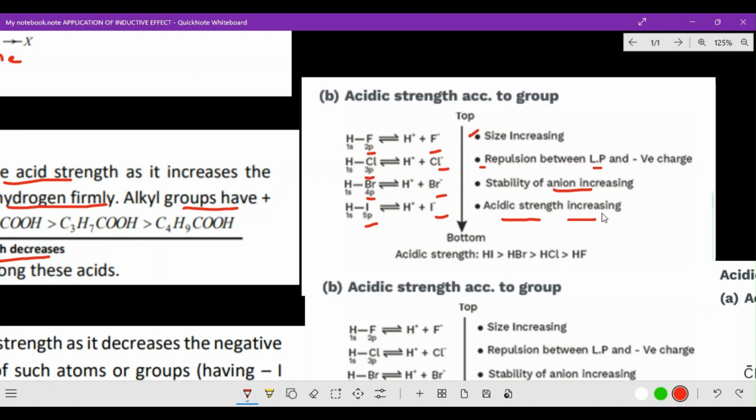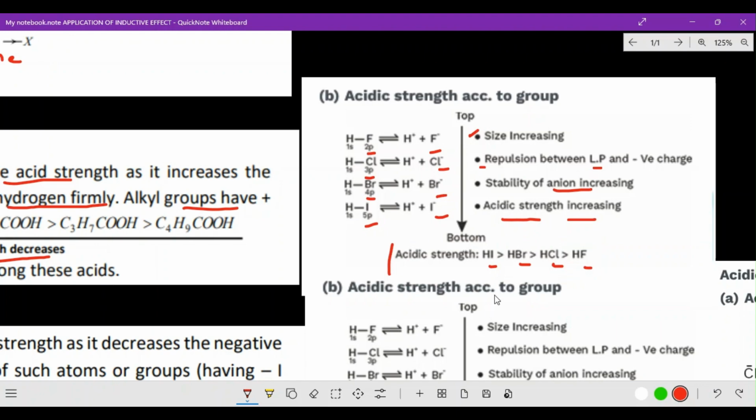This is the reason why acidic strength increases from top to down here. Hydrogen iodide has greater acidic strength than hydrogen bromide, hydrogen chloride and hydrogen fluoride. So please note down this point, which is very, very important. If they ask in the question also, you are able to answer.